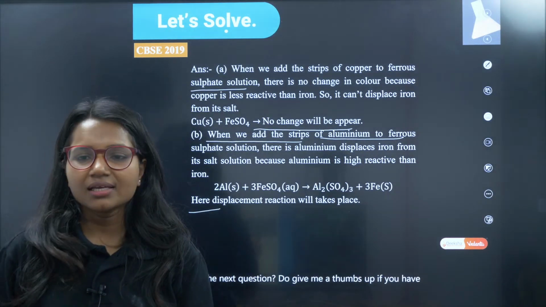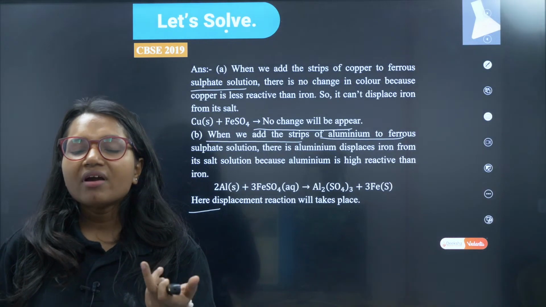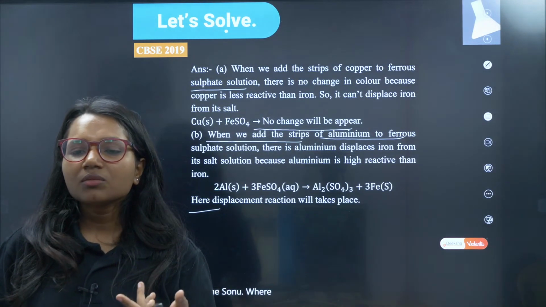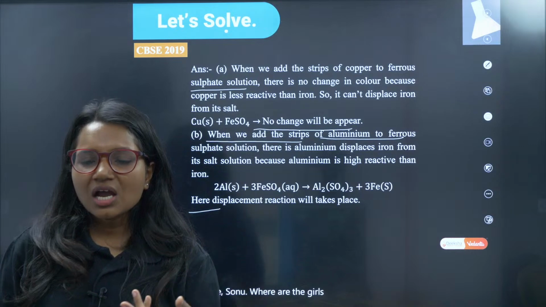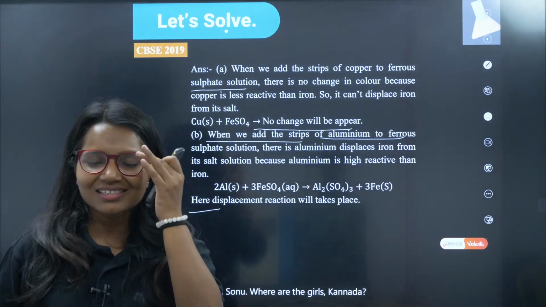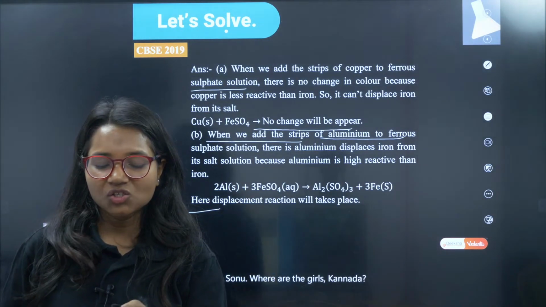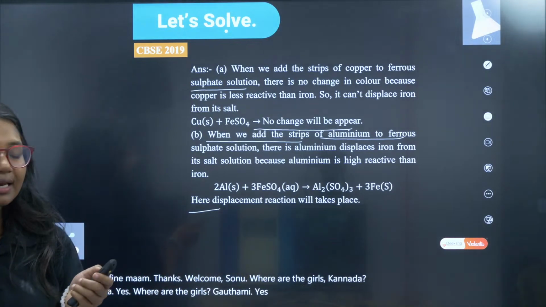Okay, fine, ma'am. Thanks. Welcome, Sonu. Where are the girls? Skanda, Harsha. Yes. Where are the girls? Gautami. Yes. Chalo. So this question is clear.